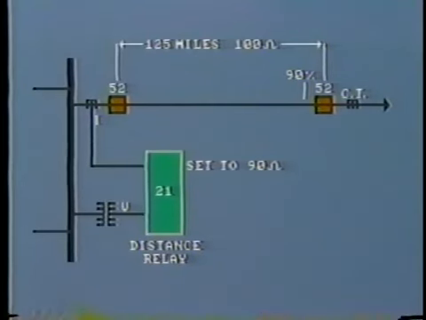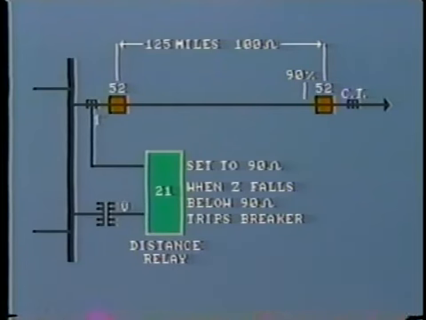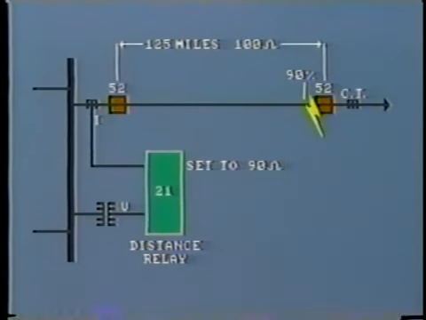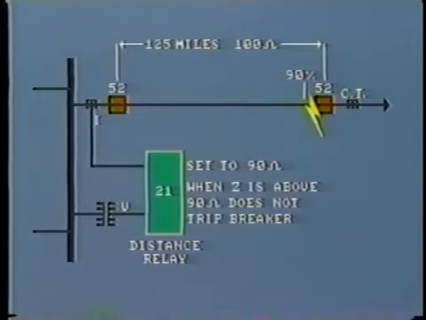Why? Well, relays have a 10% error margin, and we don't want the relay to overreach. The relay is using secondary values from the CTs and VTs, so it really measures secondary impedance. The relay continuously compares voltage and current, and if the primary impedance falls below 90 ohms, it will trip its associated breaker. However, if a fault occurs beyond this line, the impedance will be higher than 90 ohms, and the relay will not trip. So the relay is giving us the desired selectivity.